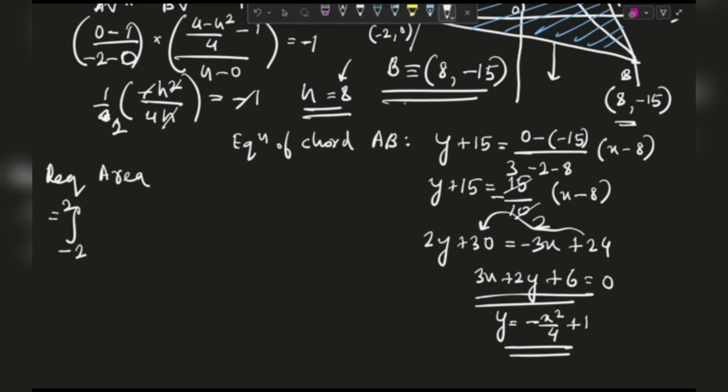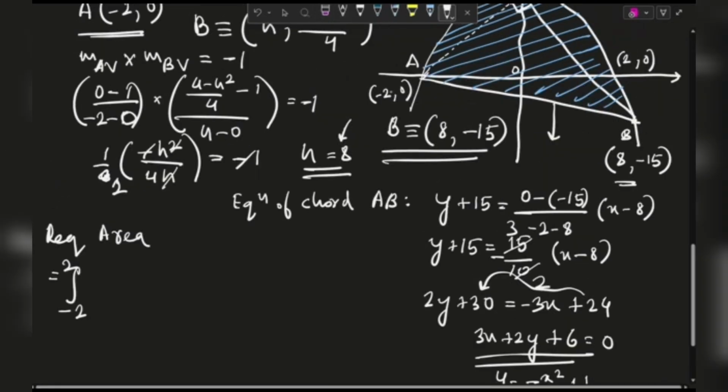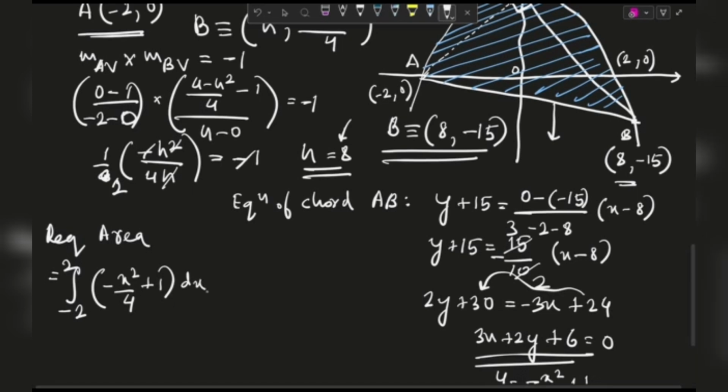Why minus 2 to 2? I will explain on the curve, just a minute. Basically minus 2 to 2 is this upper area, and with this I will write integral minus 2 to 2 of minus x square by 4 plus 1 dx, plus integral minus 2 to 8. Here is minus 2 and this is 8. We could have found a triangle area, but better not to, because otherwise that would have become much more complicated. Better to do it with integrals.